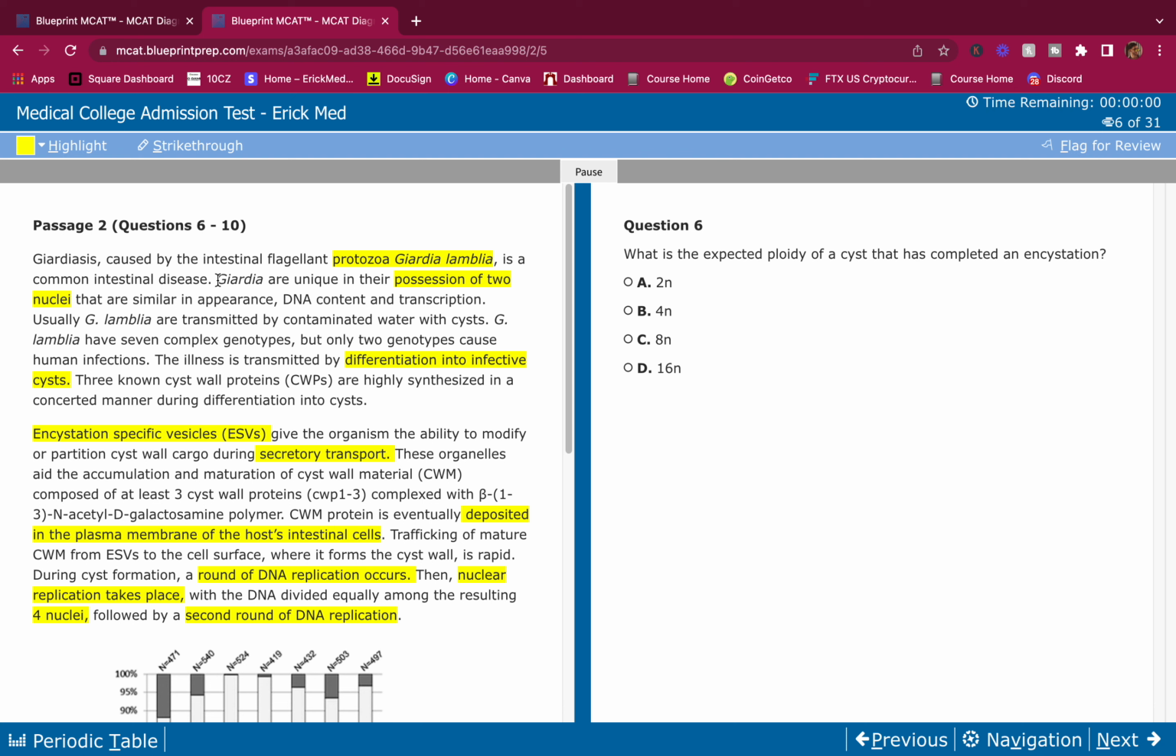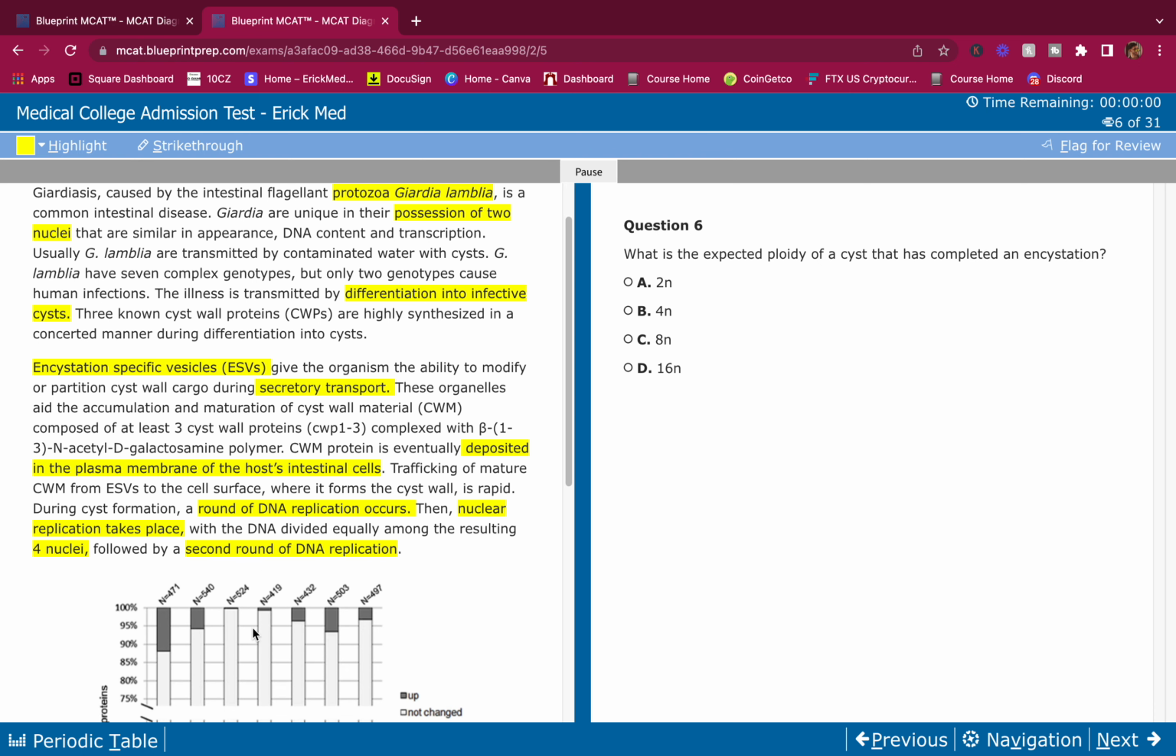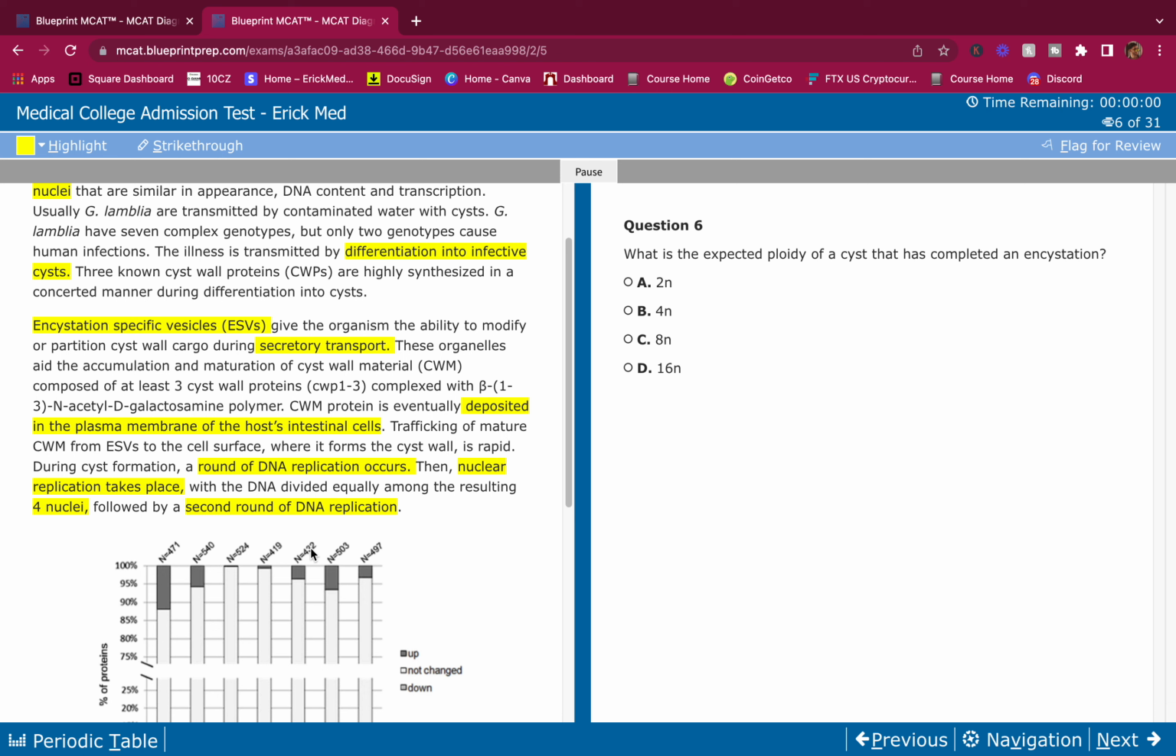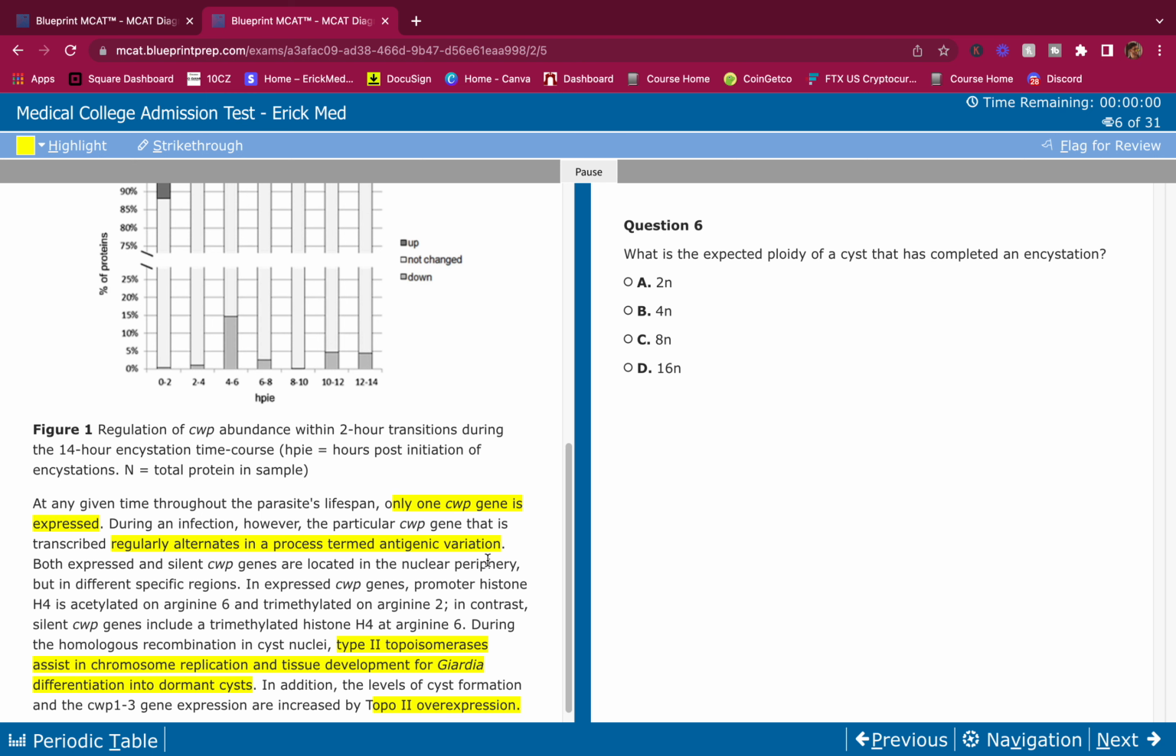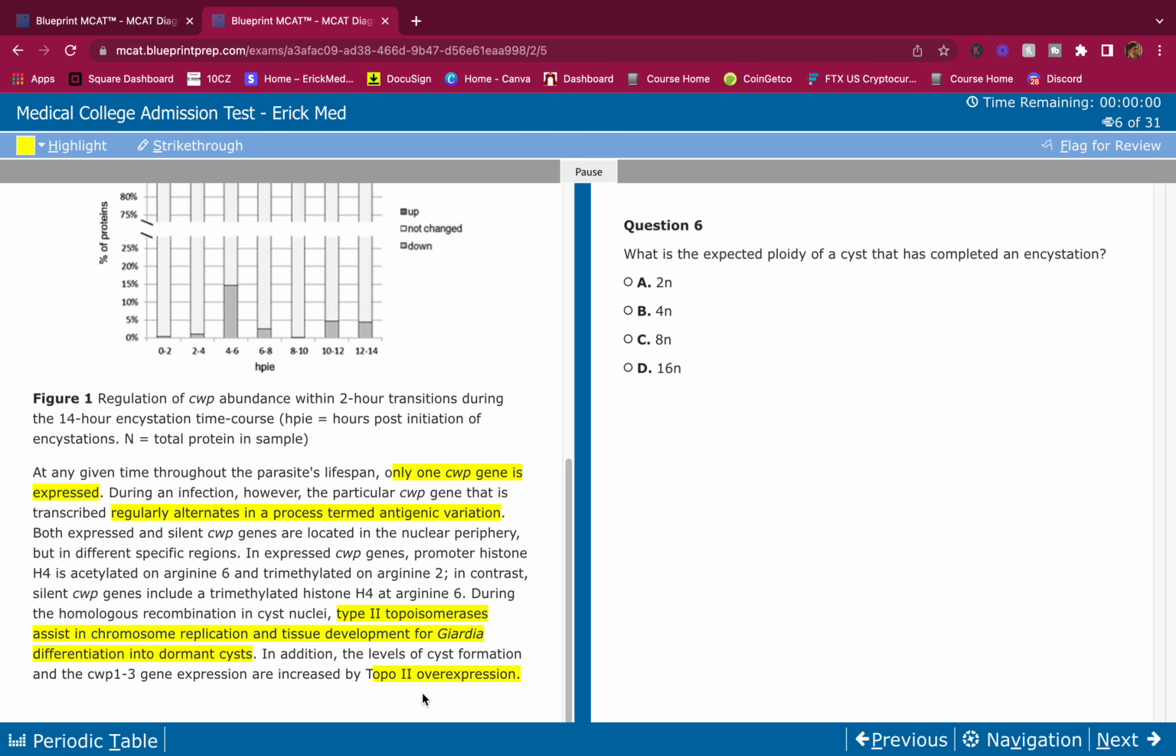Okay. We have intestinal disease. All right. We have the vesicles that help transport all the stuff. All right. We have the wall proteins that are deposited in the host intestinal cells. We get that cyst. It's all about that cyst. I said cyst a million times, but we get that cyst. All right. And then they tell us how this gene process works. Okay. All right. And then they tell us isomerases helps a lot. That this is good. It's topo 2 overexpression is good.